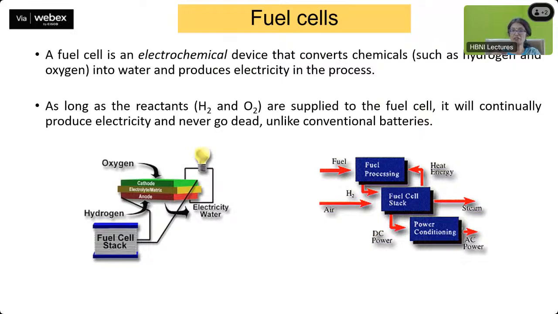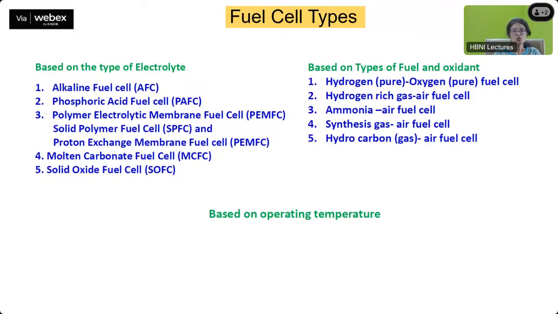So unlike the conventional batteries, you can say it is an inexhaustible supply of power if you have an ideal fuel cell. There are different types of fuel cell. One is based on the type of electrolyte you're using. So you can have an alkaline fuel cell, a phosphoric acid fuel cell, a polymer electrolytic membrane fuel cell, which is PEMFC, also known as a proton exchange membrane fuel cell. You can have a molten carbonate fuel cell, or a solid oxide fuel cell, that is the SOFCs.